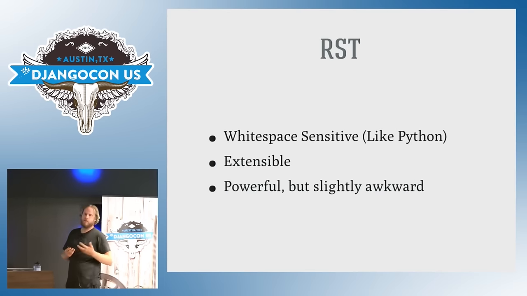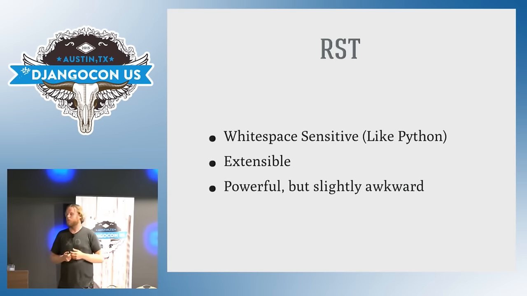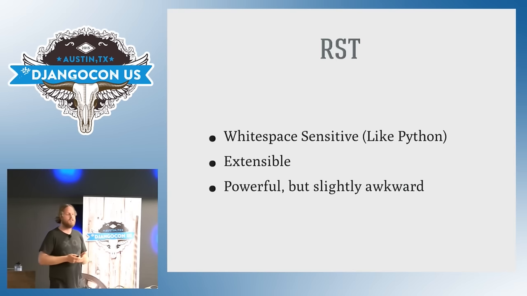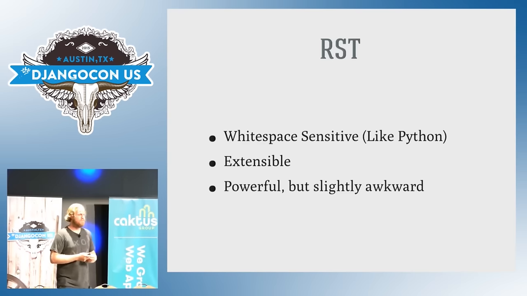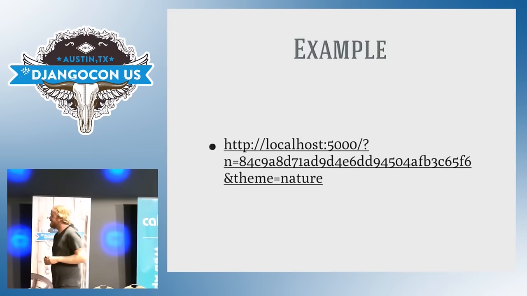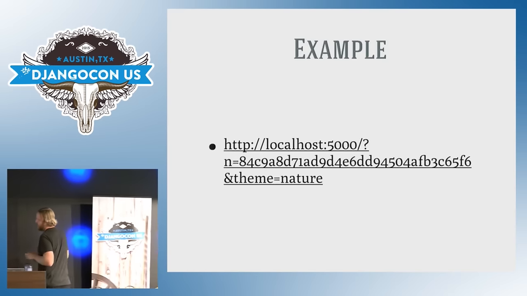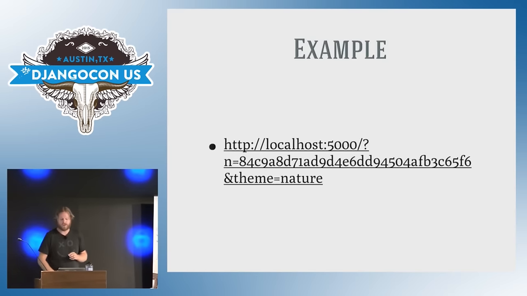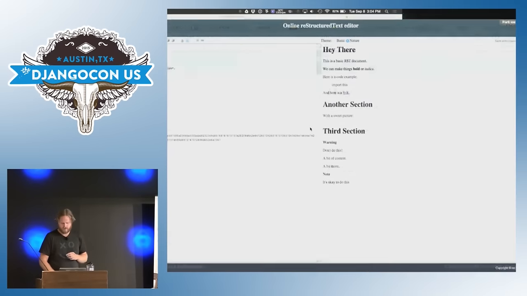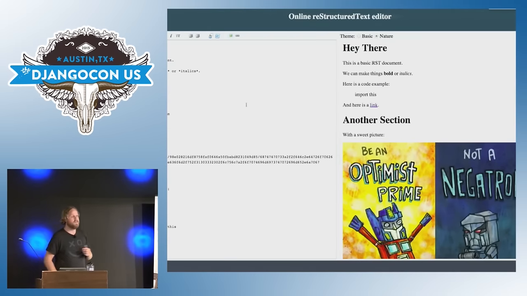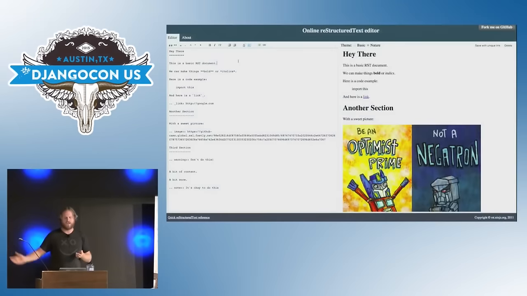So RST, we're gonna get into what this actually is and what it looks like. It is white space sensitive, just like Python. It's extensible and it's powerful, but slightly awkward. And so I think it's really useful here to just show you what this looks like. I know a lot of times it can be hard to wrap your head around exactly what I'm talking about. So this is a basic restructured text document here on the left side. And the right side is just rendered HTML.